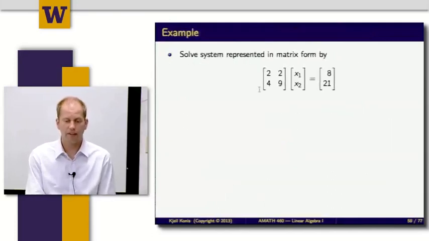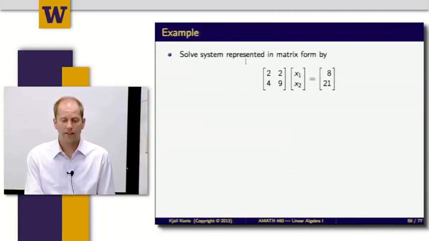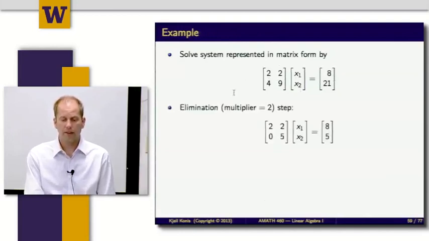So just for a quick example, let's try this with a 2x2 system. I'll try and solve the system that's represented in matrix form by this. So I have A times x equals B. My multiplier is going to be a 2. So I want to eliminate this 4 by subtracting twice the first row from the second. And that's going to give me, the first row stays the same. I know I'm going to get a 0 down here because that's how I've constructed my elimination step. And then this 9 is going to be turned into a 5 because I'm going to subtract 2 times this 2 here.